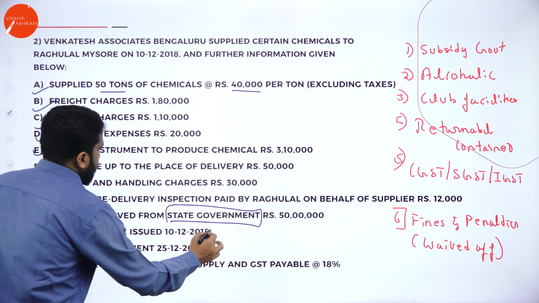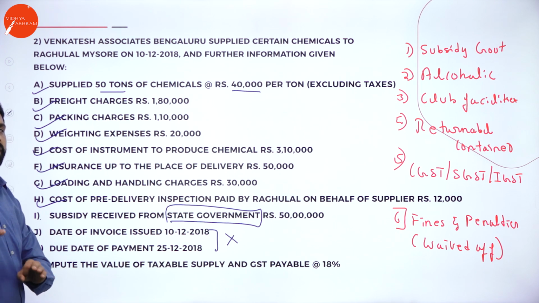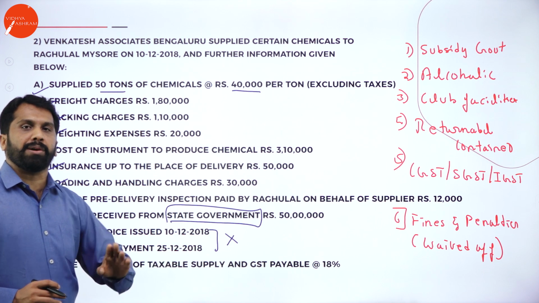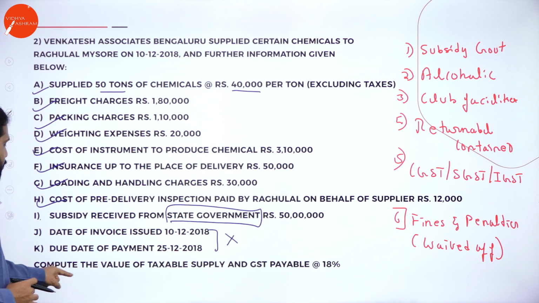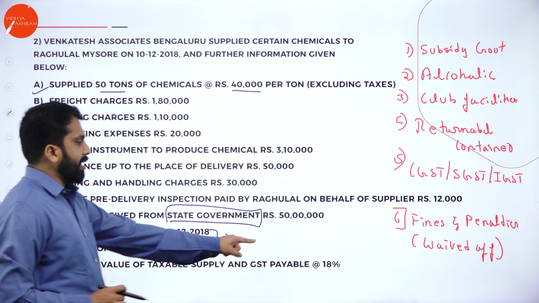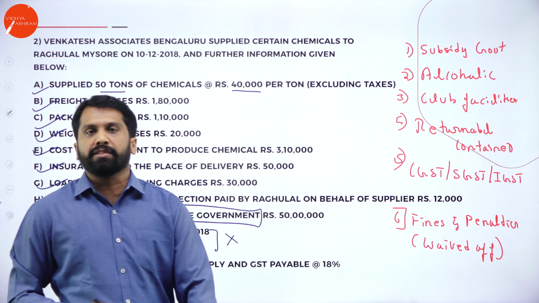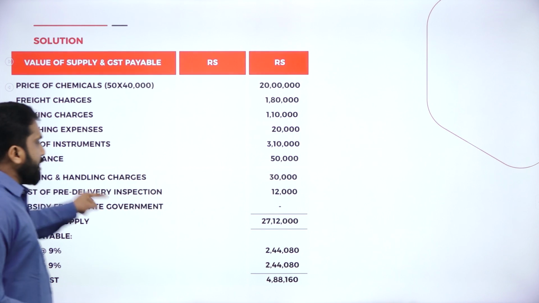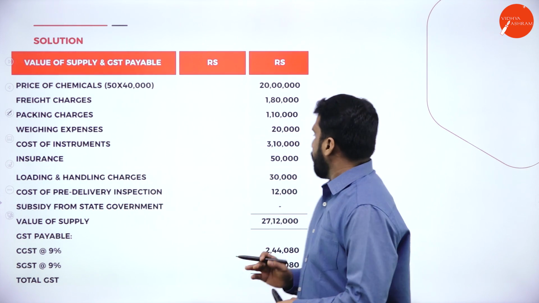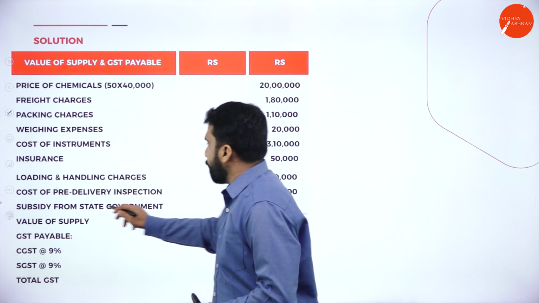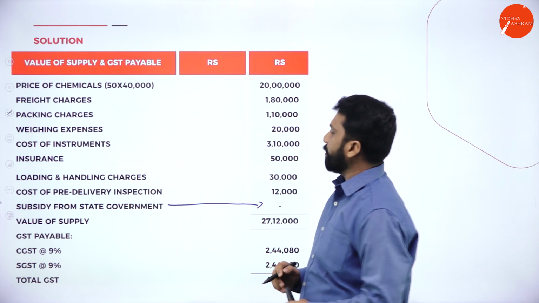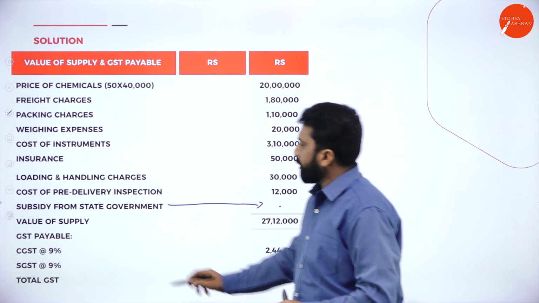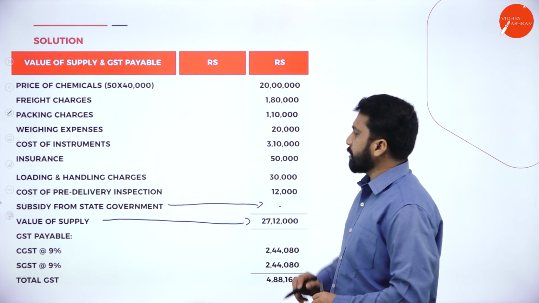Date of invoice, these two are not required for your question. We are not doing any calculation with the date, so dates are not important. Now compute the value of taxable supply and GST payable. Hope you understood how to solve this. I'll go for the answer. They have taken everything as I told you, except any subsidy from state government, they have not taken. Clear? Yes. You have to add everything, then you will get the value of taxable supply.